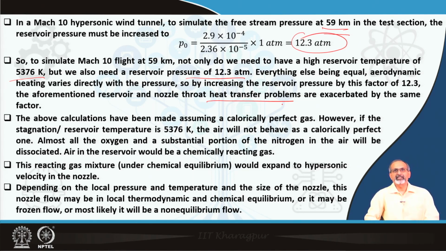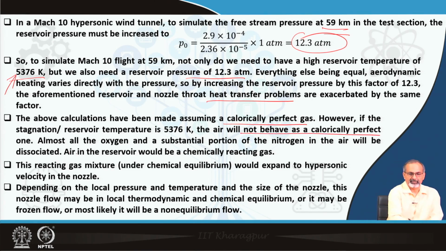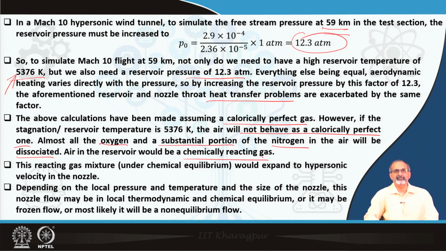The above calculations have been made assuming a calorically perfect gas. Mind it, we are talking about extremely high temperatures, and if the stagnation reservoir temperature is of that order, more than 5000 Kelvin, air will certainly not behave as a calorically perfect one anymore. Almost all oxygen and a substantial portion of the nitrogen in the air will be dissociated, and you have to consider it as a chemically reacting gas mixture.